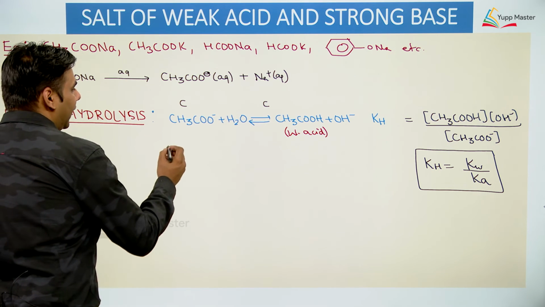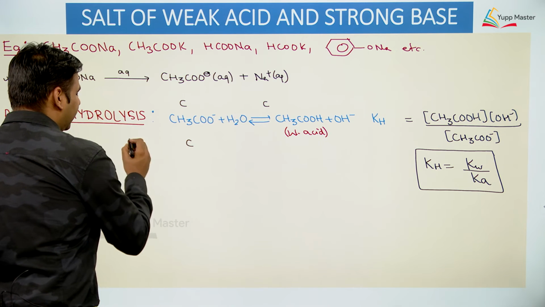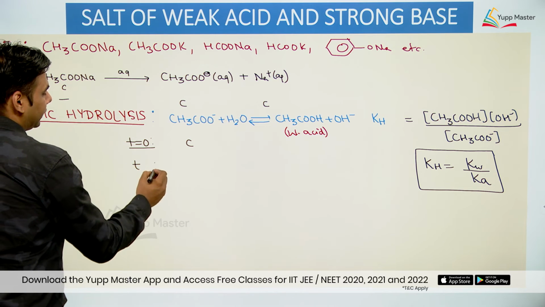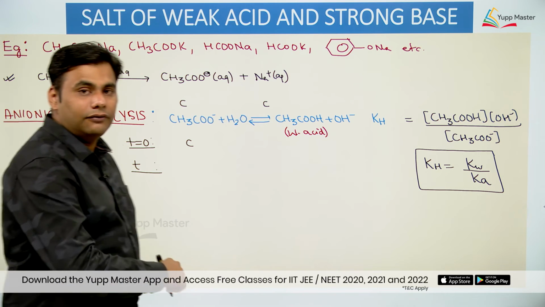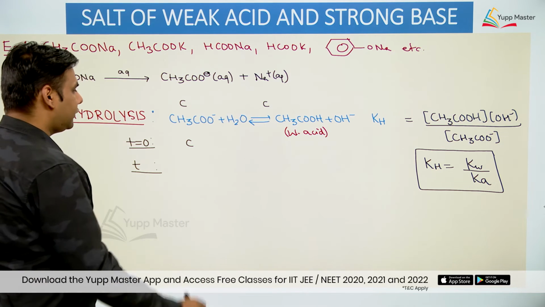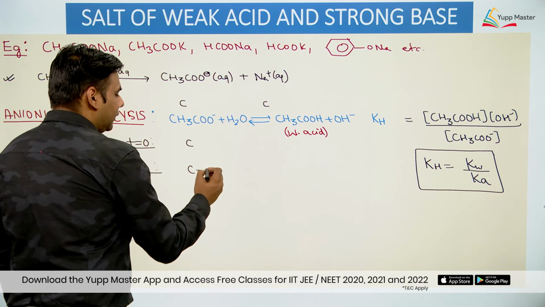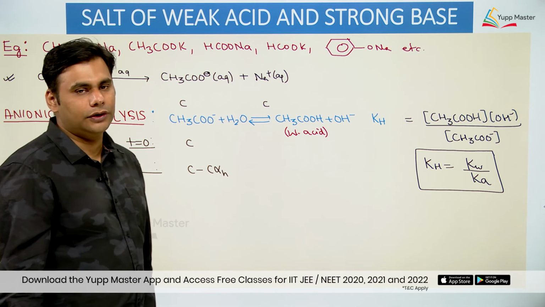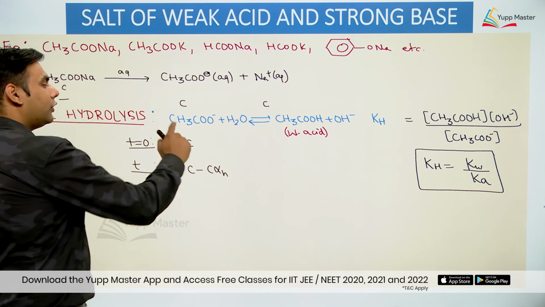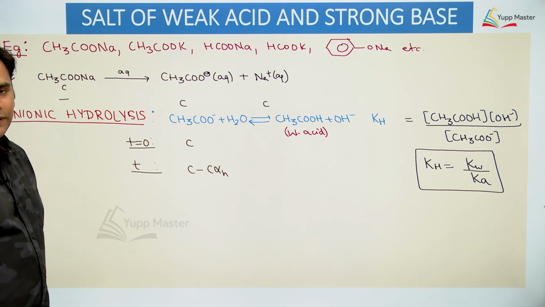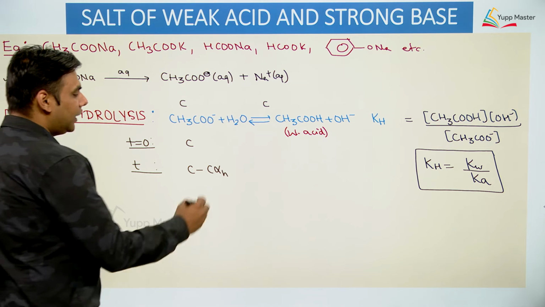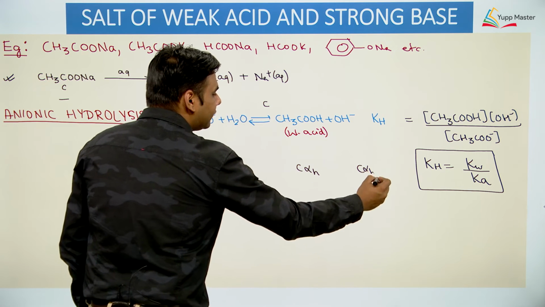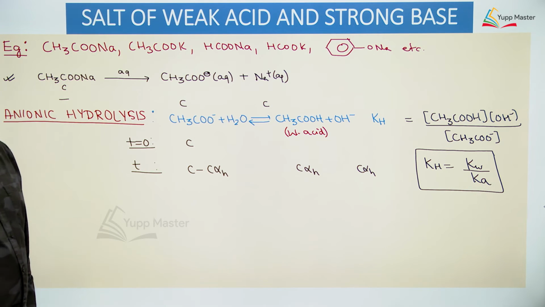So, initially we said that the concentration of this is C. Let alpha H be the degree of hydrolysis. So, again like we did in the previous case, alpha H is the degree of hydrolysis. So, C alpha H would hydrolyze. So, the concentration of anion remaining in the solution would be C minus C alpha H. Because 1 mole of this is furnishing 1 mole of acetic acid and 1 mole of OH negative. So, C alpha H would also give C alpha H of acetic acid and C alpha H of OH negative.